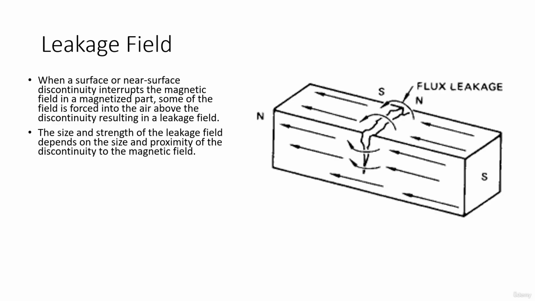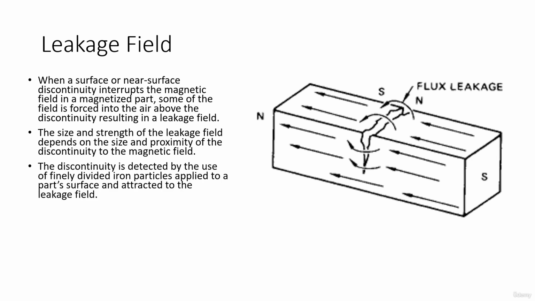The size and strength of the leakage field is going to depend on the size and proximity of the discontinuity to the magnetic field. So it depends on where it's located. Key words: how big is the discontinuity, and the proximity of the discontinuity to the magnetic field. Is it flowing in the right direction, basically? We'll talk about that here in a bit.